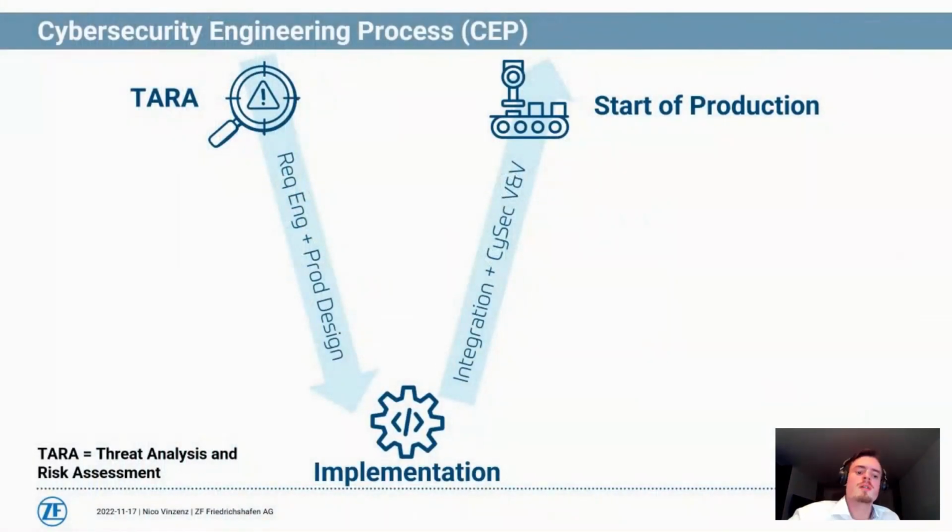So basically, every product development process we have is accompanied by a cybersecurity engineering process where we start with a TARA, which is a risk-based approach for defining cybersecurity requirements. And based on those requirements, we derive cybersecurity features, which go into our product design. We implement them, integrate them, have a cybersecurity verification and validation, and then start production.